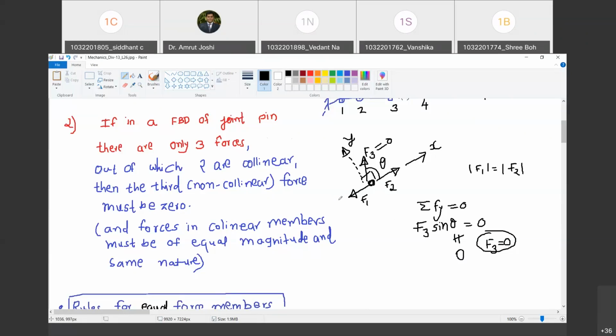It should pull the pin and it may go in negative x direction. That is immaterial. Are you with me? Yes, sir. So nature must be either tensile or compressive. दोनों का nature same होना चाहिए. This is what is being said. And now we are going to prove it.